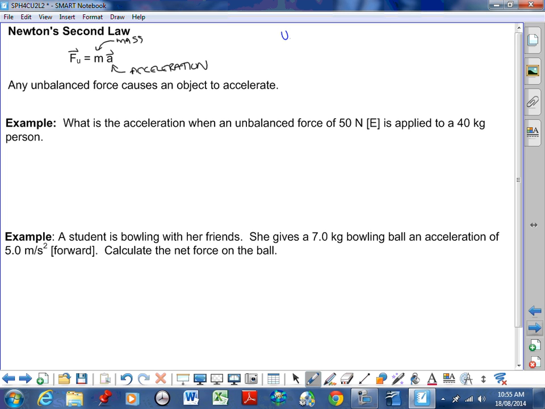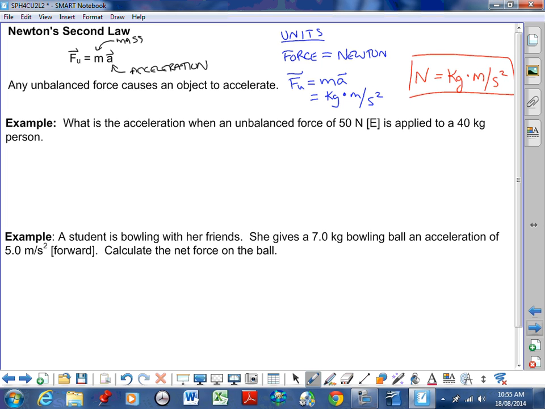So let's talk about the units over here for a second. Yesterday I said that force is measured in newtons. So what is a newton? Well, based on his second law, F unbalanced equals ma, mass is measured in kilograms multiplied by acceleration from our first unit, which is meters per second squared. So therefore, a newton is equal to a kilogram meter per second squared. So that's what a newton is. It's mass times your acceleration.